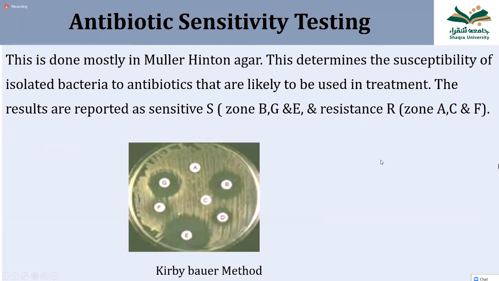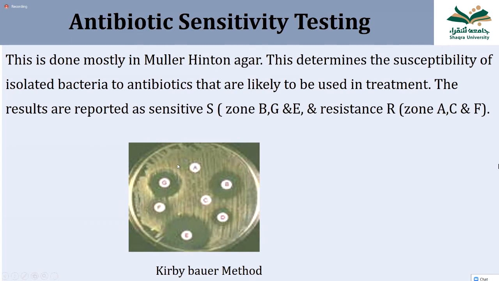Then we do another thing, that is the antibiotic sensitivity test. In the antibiotic sensitivity test, we take a plate, and this plate is not a simple medium. For antibiotic sensitivity, we use a special medium, and the name of that medium is Muller-Hinton agar. Don't forget this. Don't write that nutrient agar is used for antibiotic sensitivity. The medium used for antibiotic sensitivity is Muller-Hinton agar.